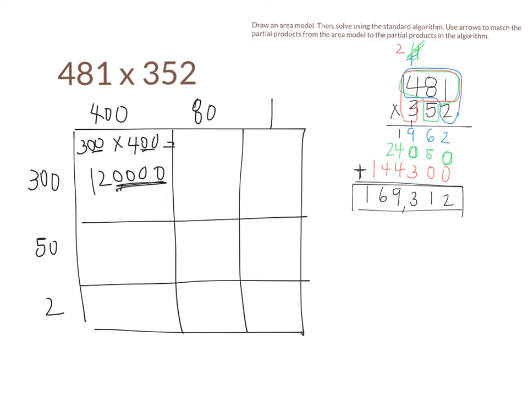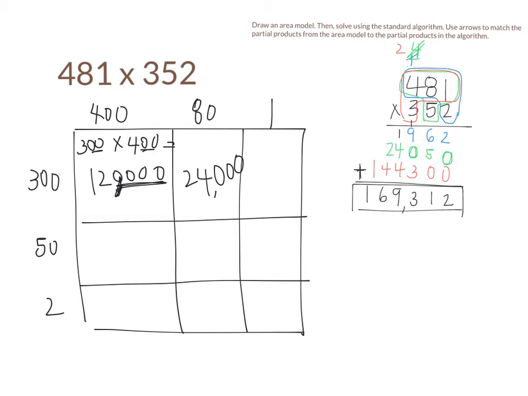How would we find the area of this square here? I have to do 300 times 80. So I can do 3 times 8, which is 24. And then how many zeros do I need to add? 1, 2, 3. So that partial product is 24,000. Okay? What about this one?